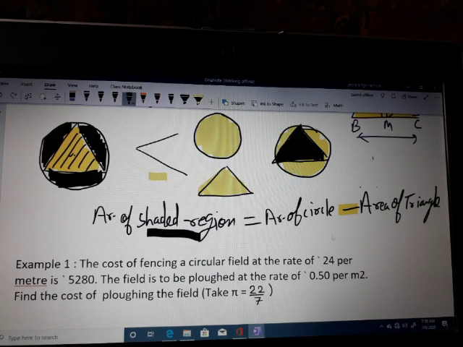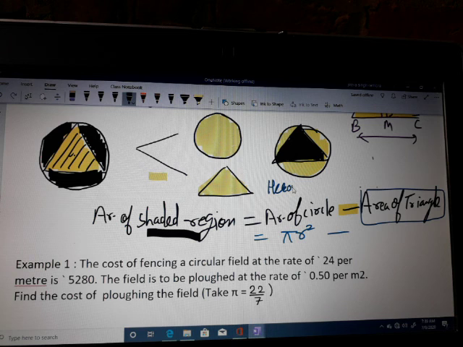You can solve this easily with the use of the formula. This is the area of circle, easily known as pi r square, and this is the area of triangle. What kind of triangle is it? If it is a right angle triangle, the area is 1/2 base into height. Okay, you can easily find out the area of this triangle. Sometimes we can use Heron's formula, which is also used to find out the area of triangles.